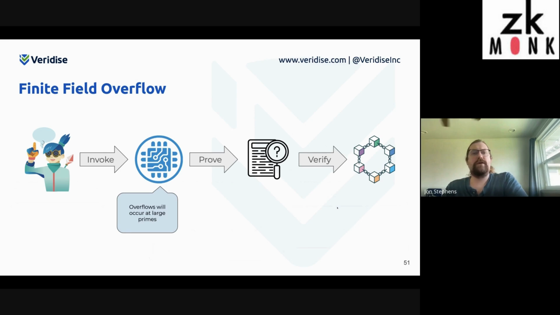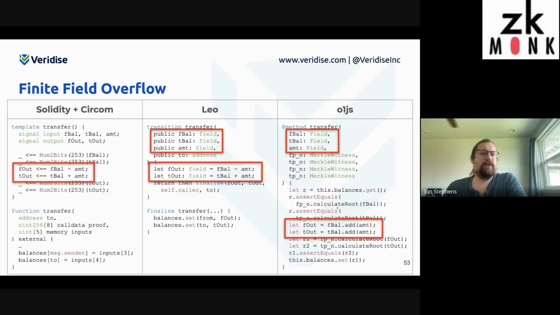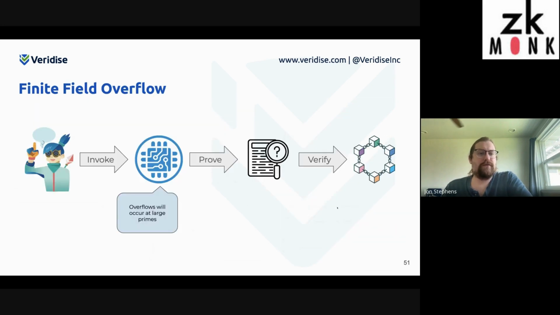Okay, so I think this is the last type of error that we're going to look at. And let me double check that. Nope, one more. Okay, and that is a finite field overflow. And so what's going to occur with a finite field overflow is you are going to be operating over a large prime. We already saw this, so I'm going to go over this relatively quickly.